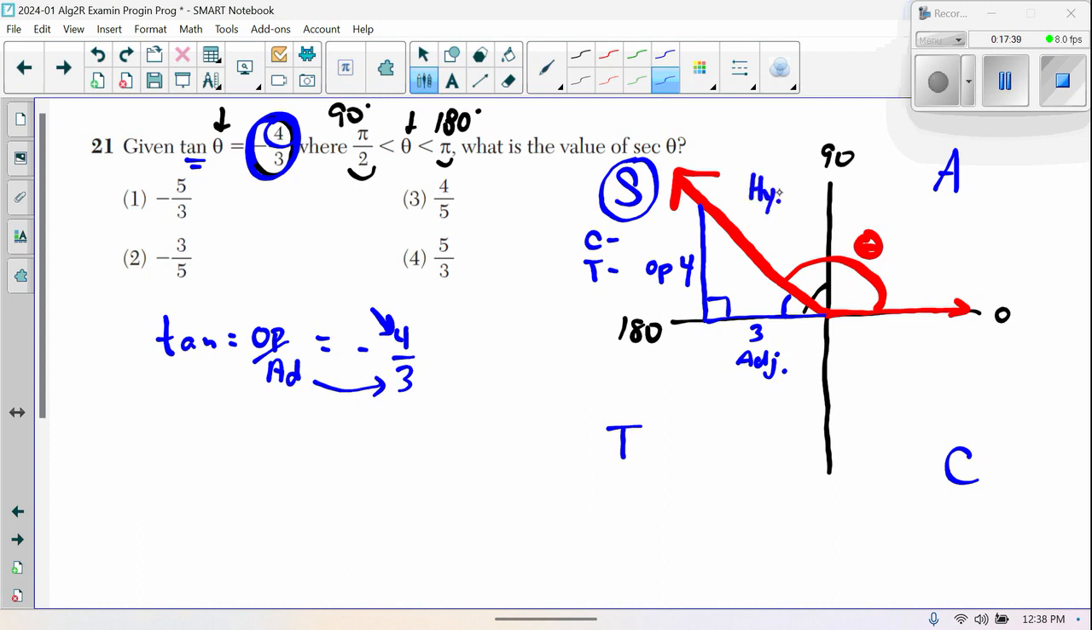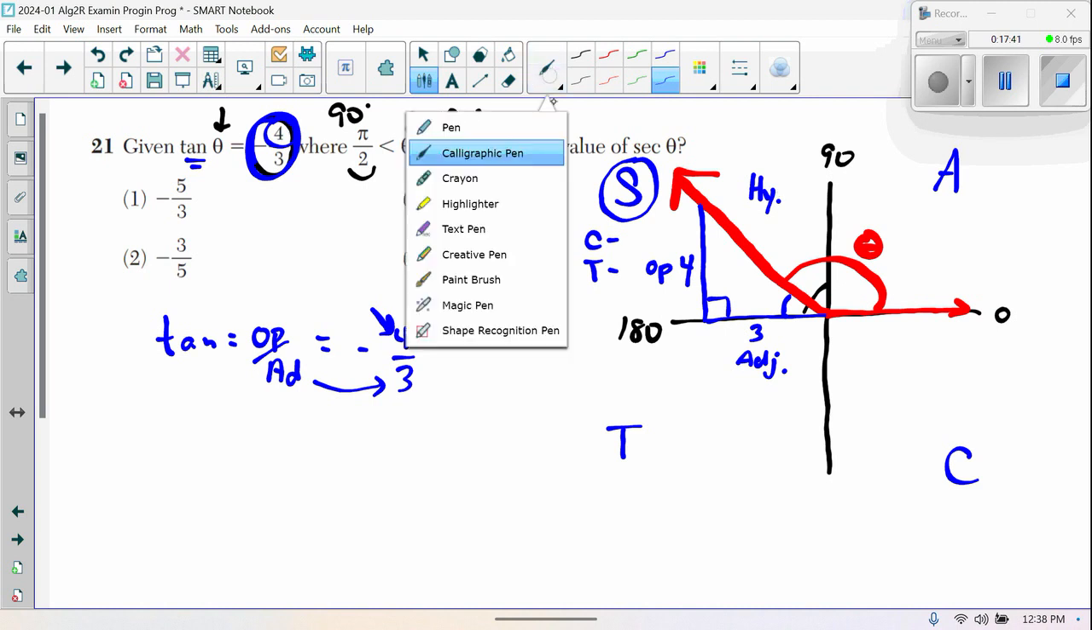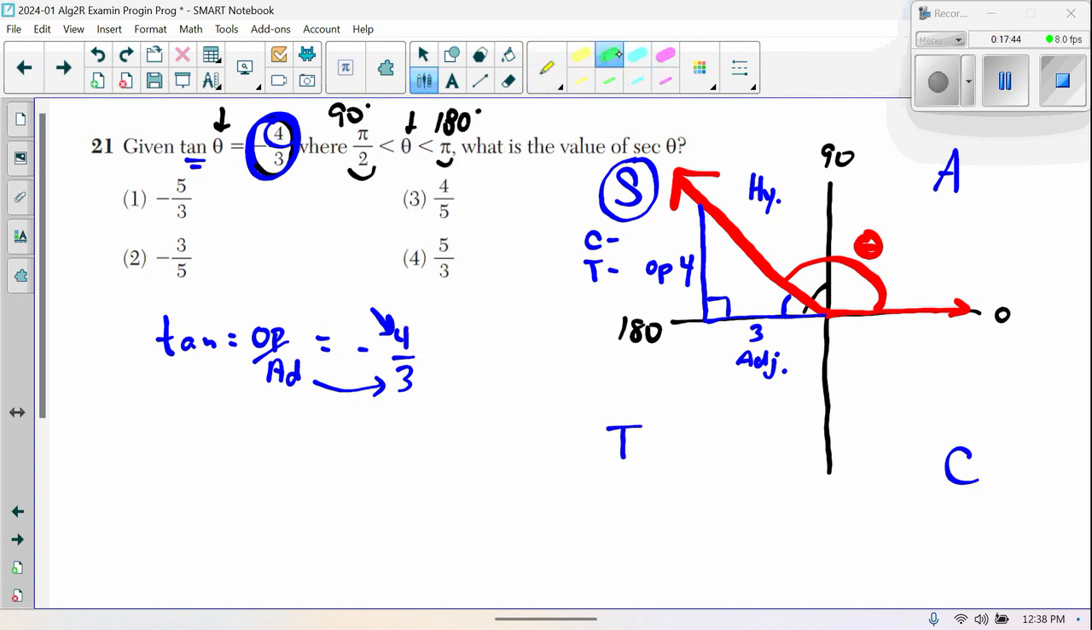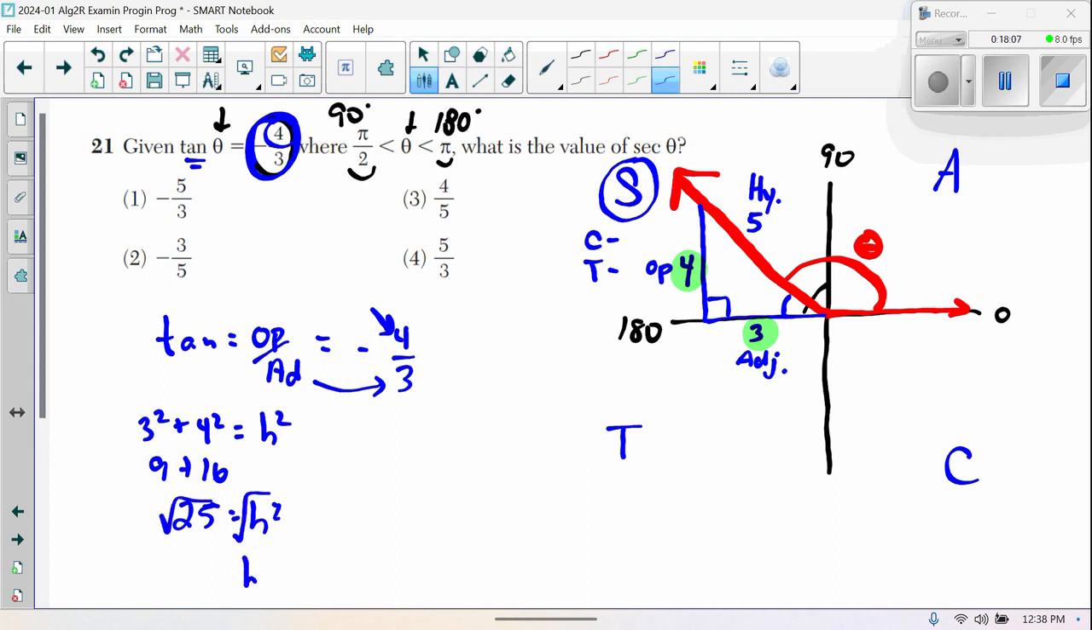Hopefully some of you can realize that I have a Pythagorean triple. What does that mean? If I have one leg that's 3 and one leg that's 4, my hypotenuse is absolutely 5. If you didn't know that, then use the Pythagorean theorem. 3 squared plus 4 squared is going to give me whatever my hypotenuse is squared. 9 plus 16, that's 25, is my hypotenuse squared. That means if I take the square root of both, my hypotenuse has to be 5. Okay, so you can do it that way.